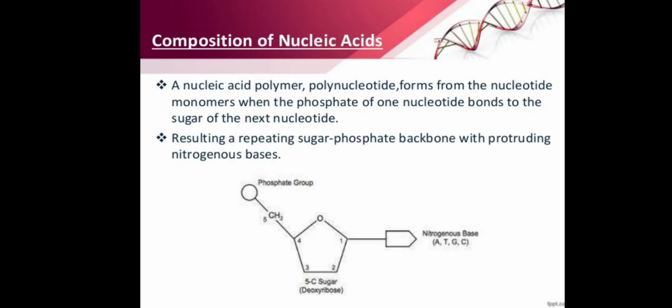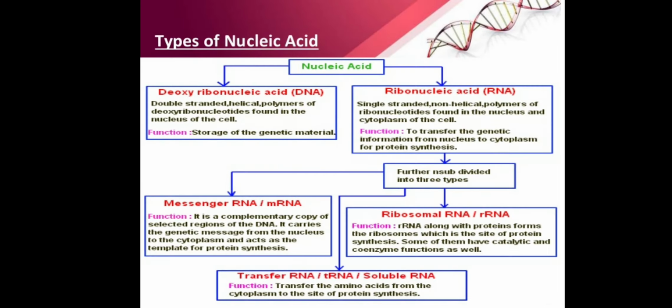Next, it is also said that nucleic acid is a polymer. A polynucleotide forms from nucleotide monomers when the phosphate of one nucleotide bonds to the sugar of the next nucleotide. That is why it's called a polynucleotide: one nucleotide bonded to another nucleotide and bonded to another nucleotide. This results in a repeating sugar-phosphate backbone with protruding nitrogenous bases. So that is the composition of nucleic acid.